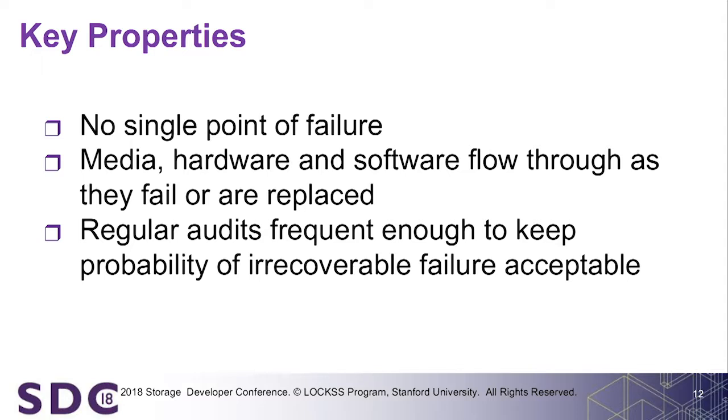The second key property of a digital preservation system will be that media, hardware, and software are going to flow through as they fail or are replaced. So it is going to be expected, and this is sort of like the Google model of farms and farms of servers. In the early 2000s, this was a bit of a novel idea, but commodity hardware, there's tons of it, it fails, you replace it, the system doesn't fall over just because one particular thing is down at the moment or has failed.